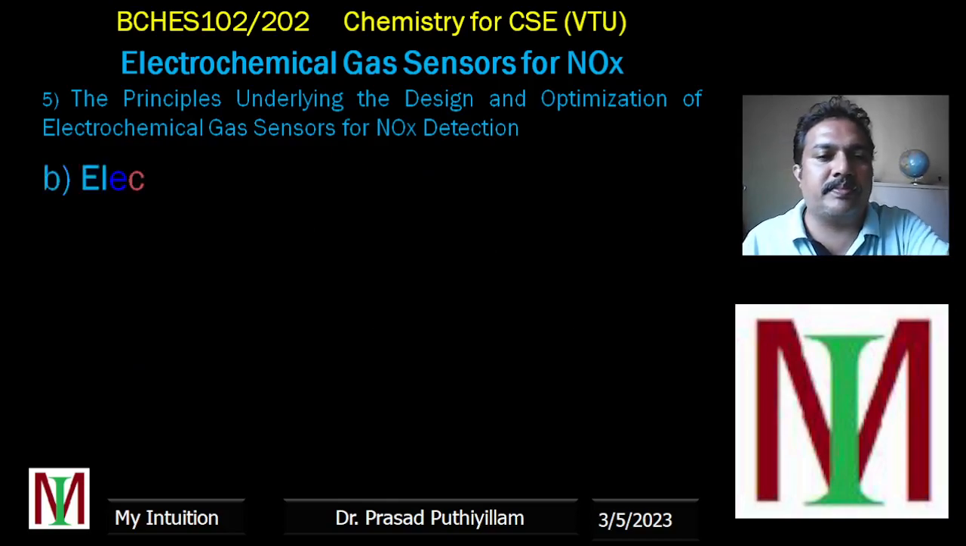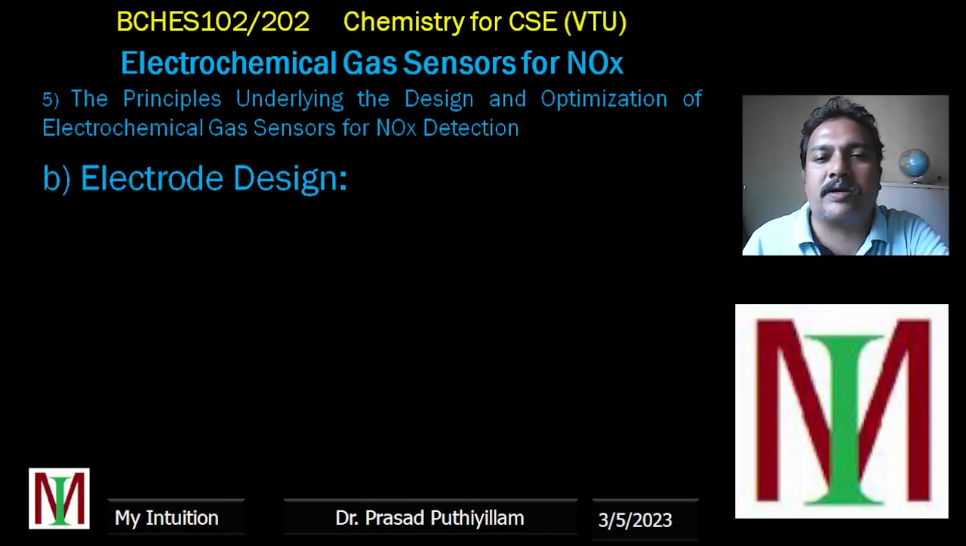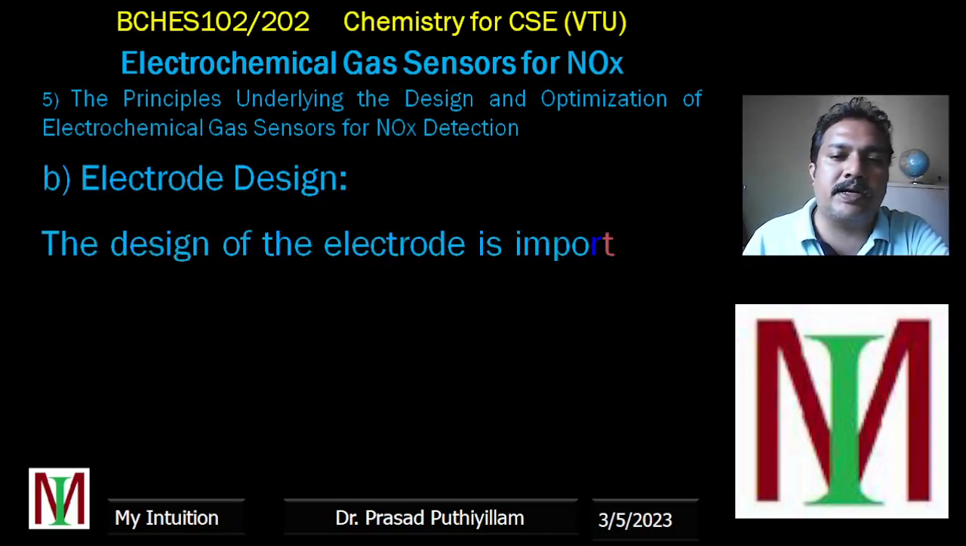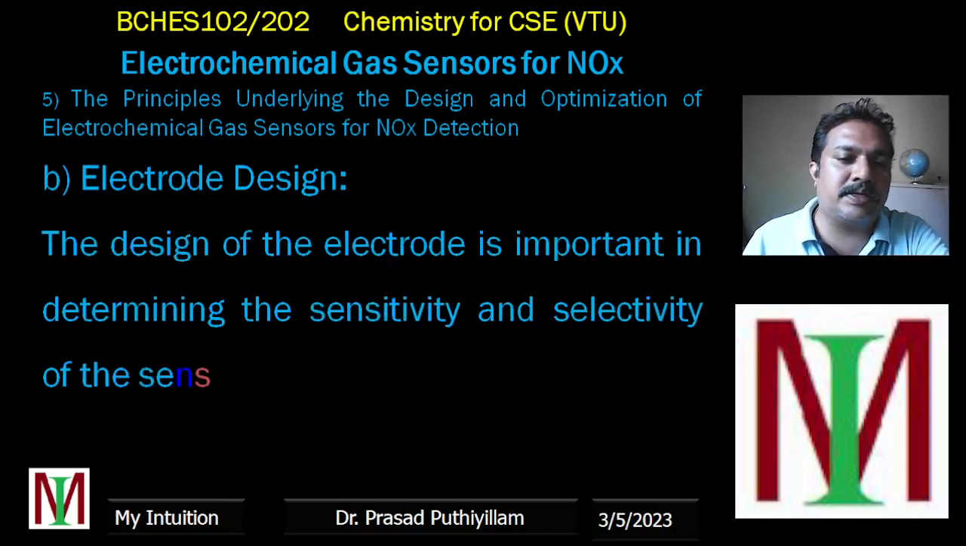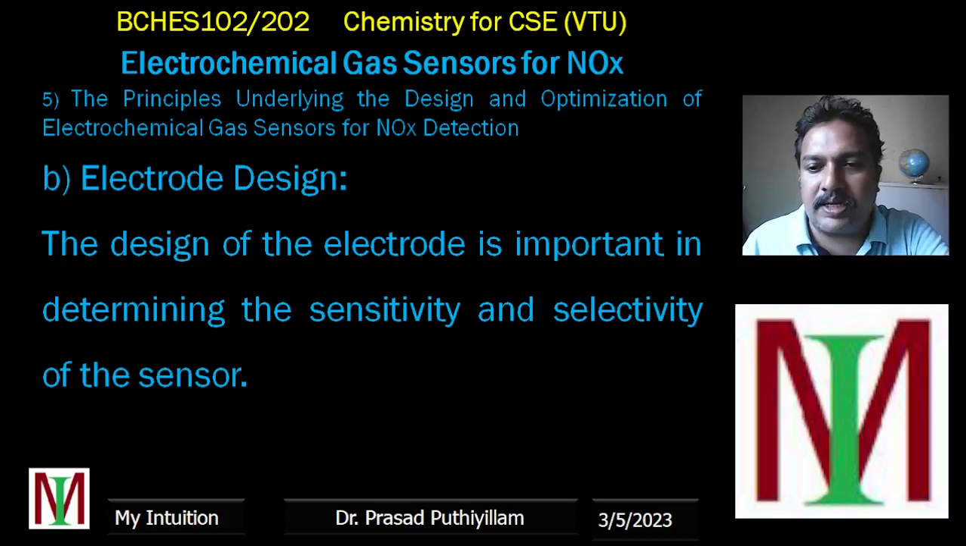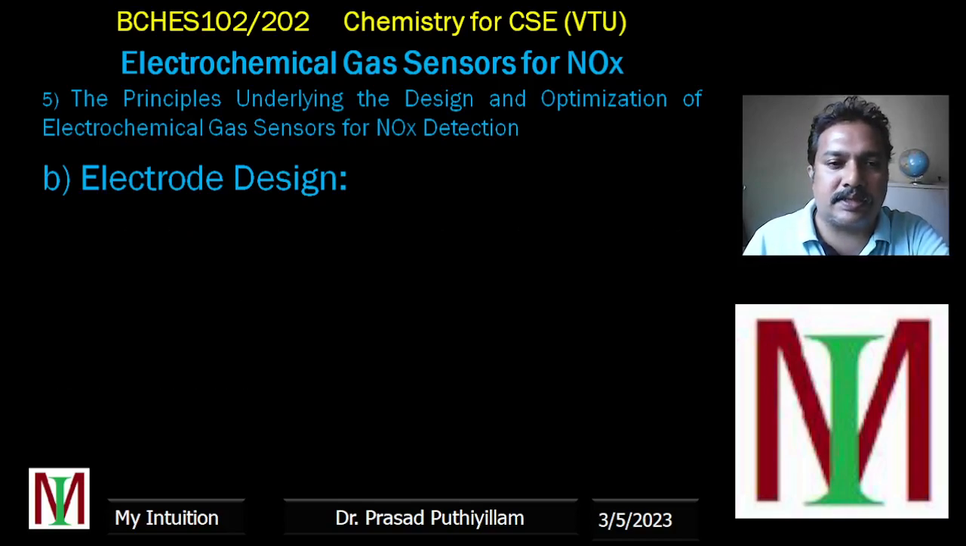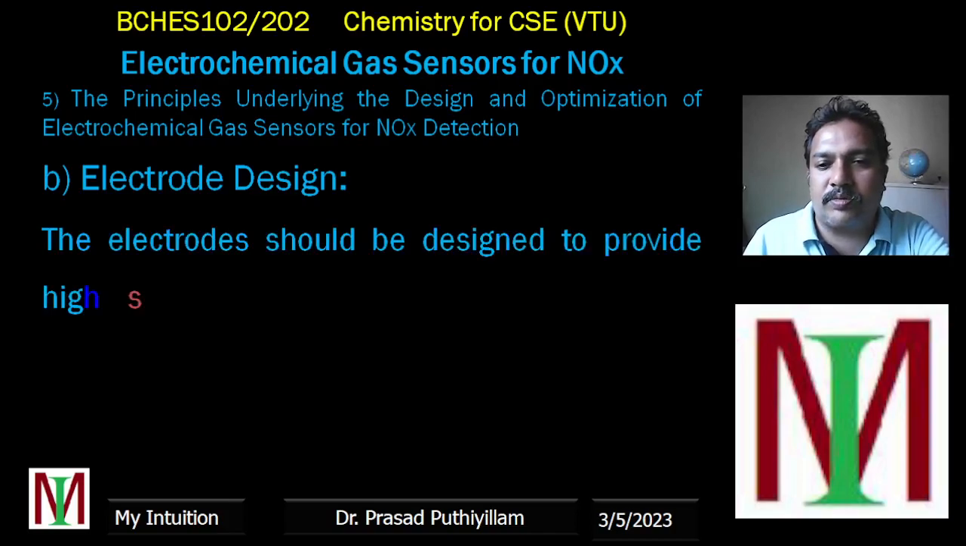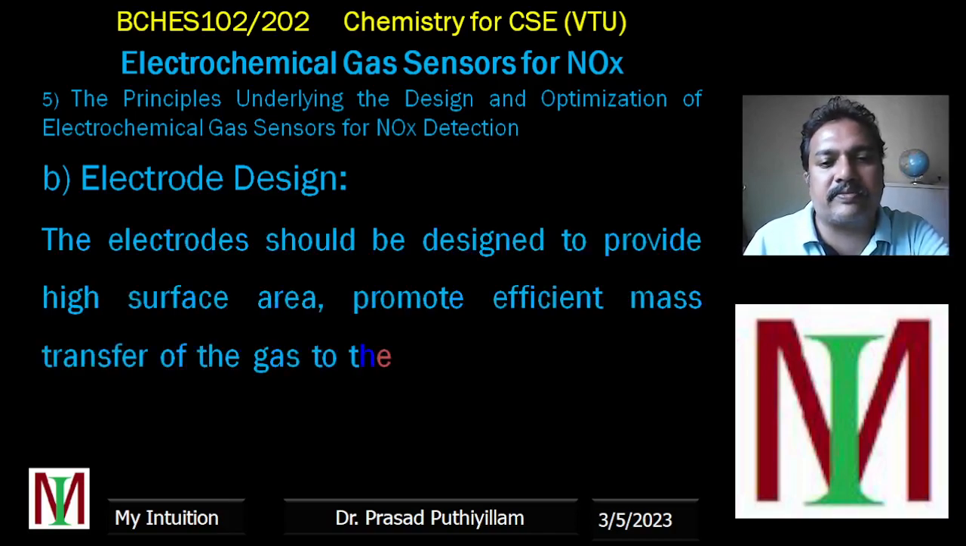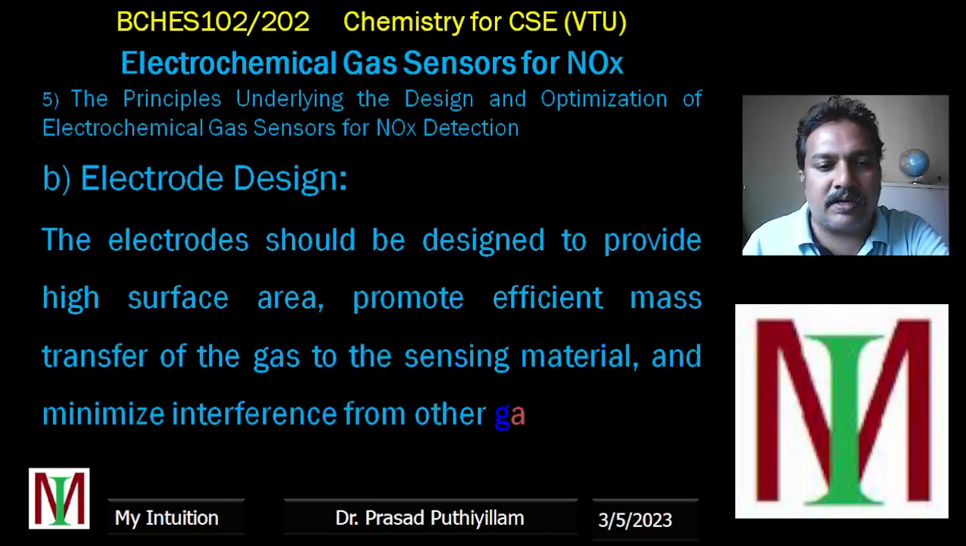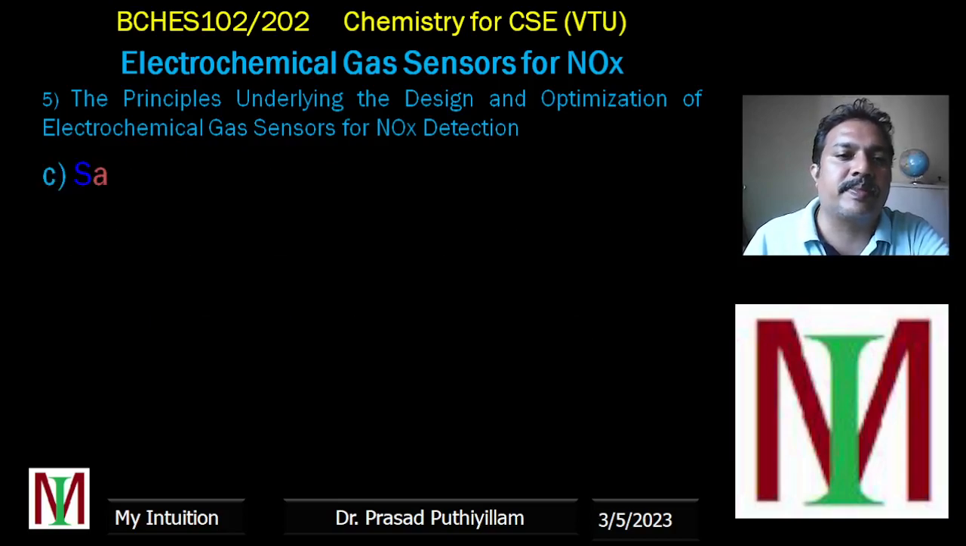And the second point, that is electrode design. The design of the electrode is important in determining the sensitivity and selectivity of the sensor. The electrodes should be designed to provide high surface area, promote efficient mass transfer of the gas to the sensing material, and minimize the interference from other gases.